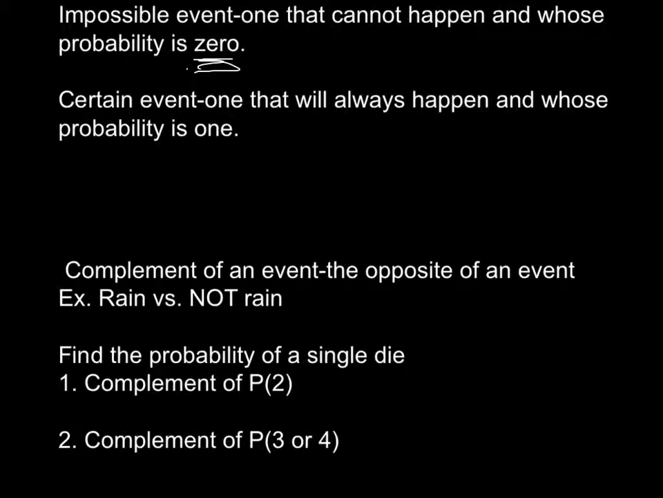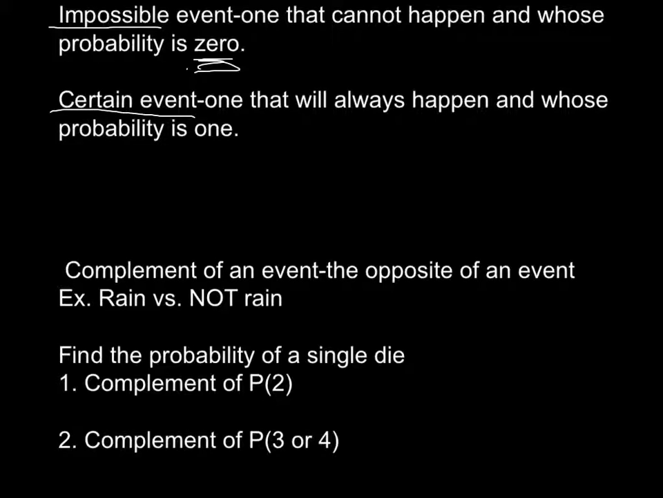Okay, and whenever they say die, they don't mean those special die that have 12 sides and are used for other things in math. They mean a regular die with 6 sides. So we have impossible events where the probability is 0. And we have a certain event, which is one that will always happen and whose probability is 1. So let's say I have a double-headed coin, so heads on both sides. And I say, what is the probability I'll get a heads? Well, every single time I'm going to get a heads.